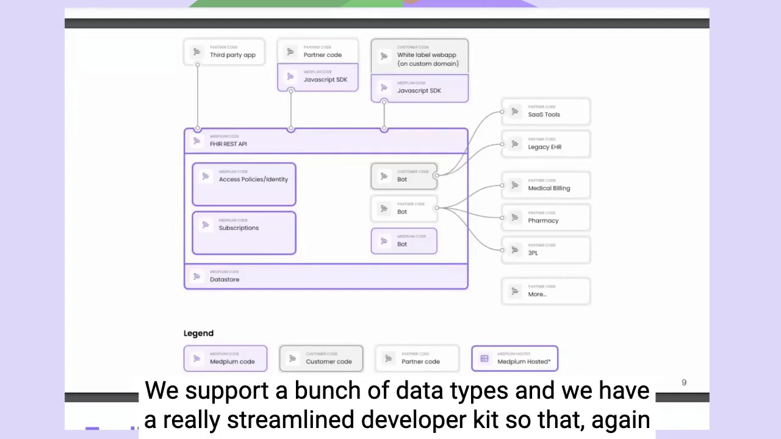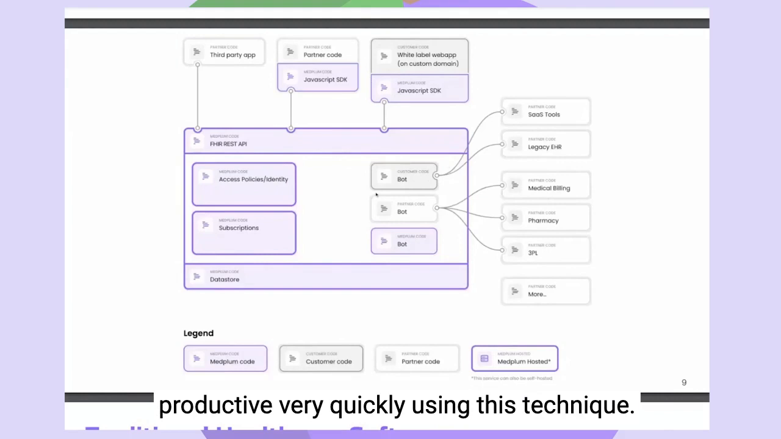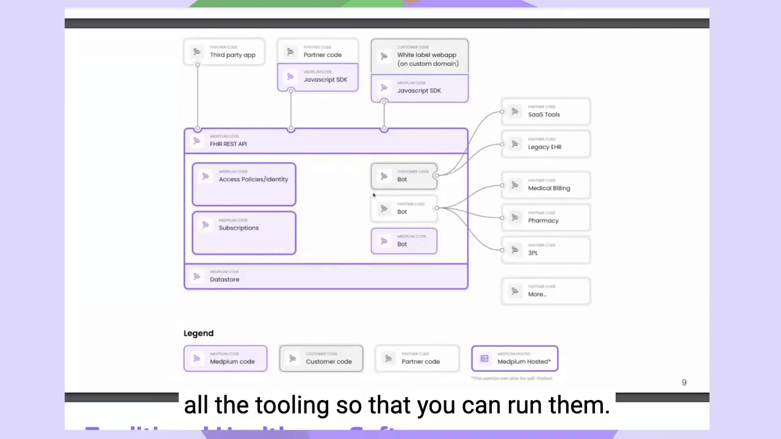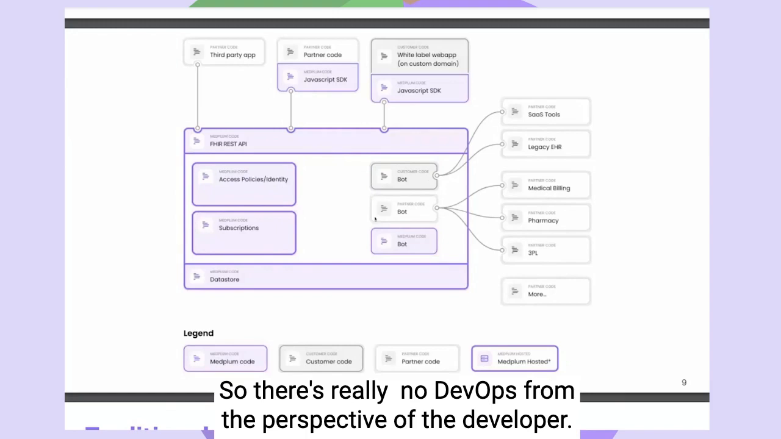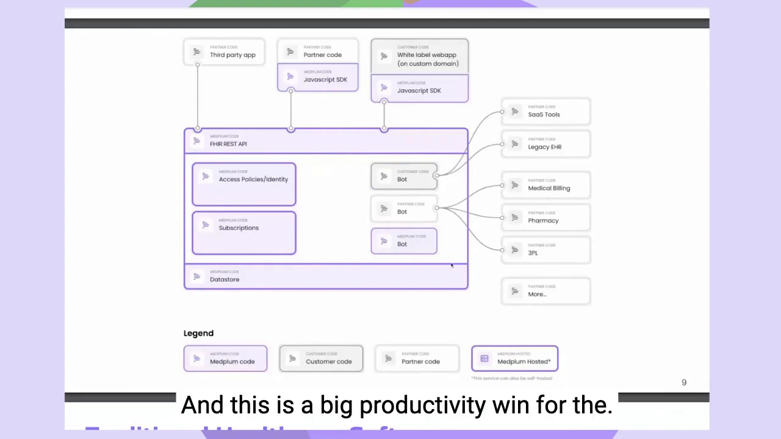We support a bunch of data types, and we have a streamlined developer kit so that, again, developers who don't have a lot of history or training in the domain can be very productive very quickly using this technique. And we provide the environment in which to develop these, and then all the tooling so that you can run them. So there's really no DevOps from the perspective of the developer. They're just writing their code and hooking it up. And this is a big productivity win for the engineer.